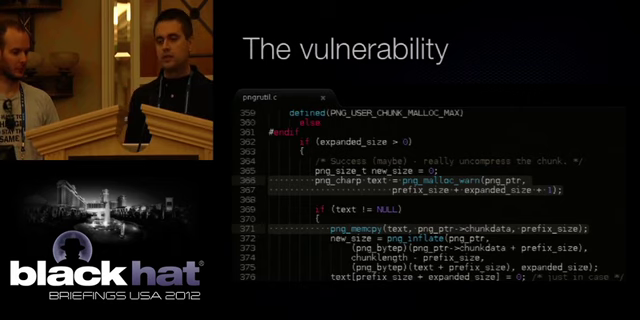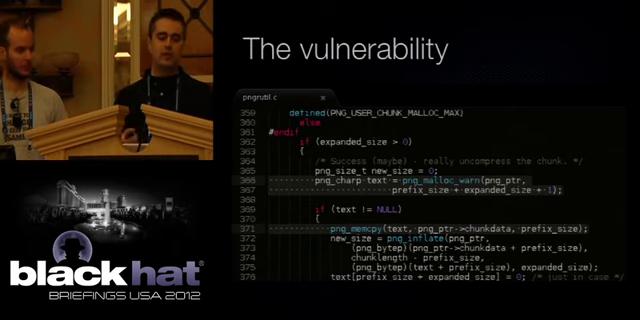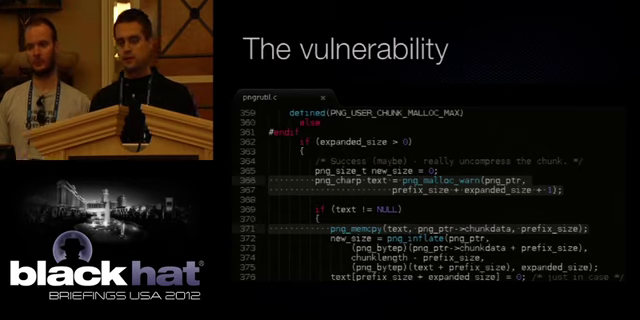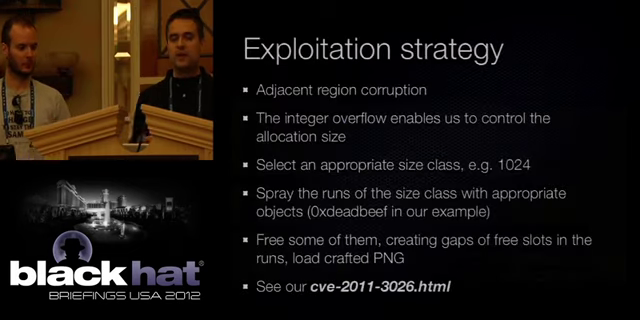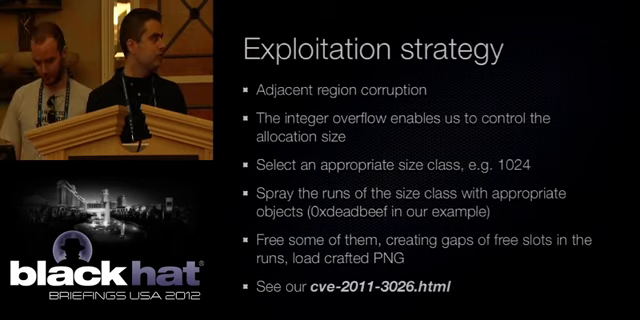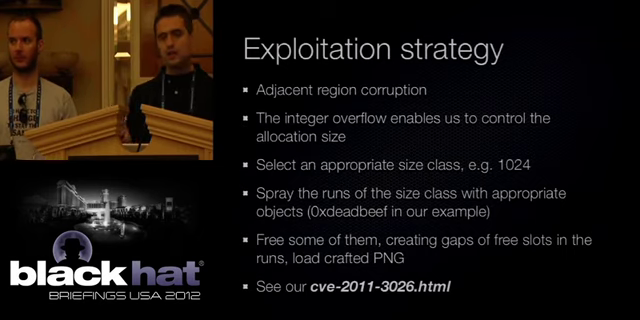So how do we exploit this? You can also use metadata corruption, but you will see it's much easier to do adjacent region corruption in this case. So basically the integer overflow, as I have already shown you, allows us to control the size of the allocation.